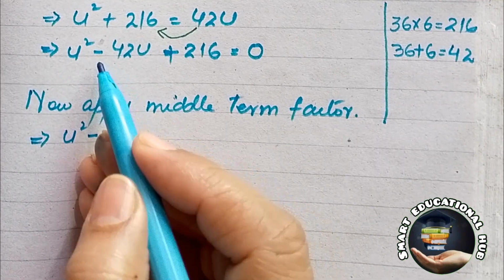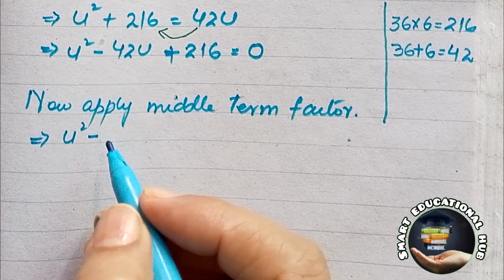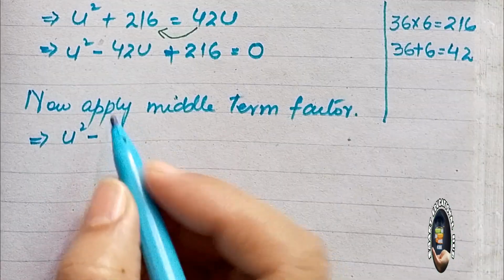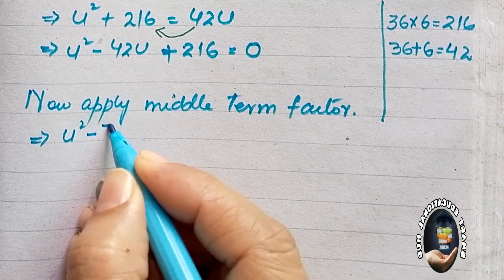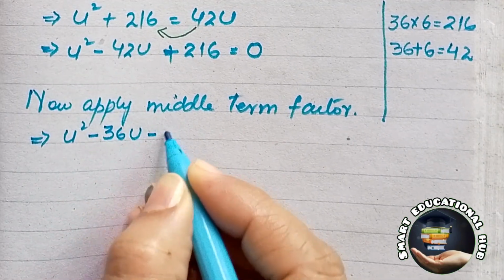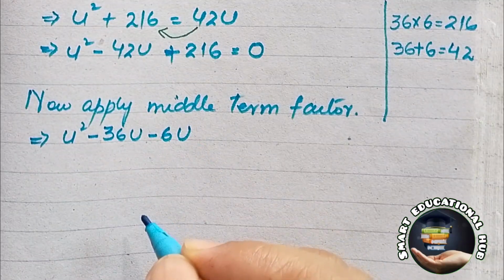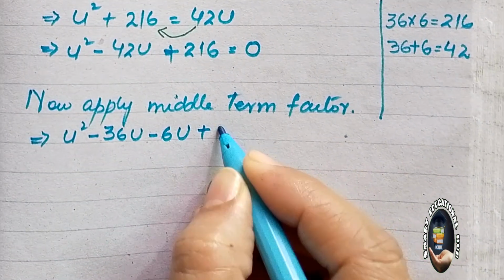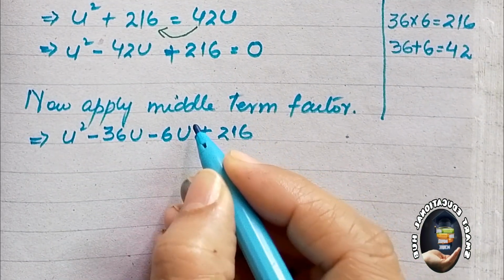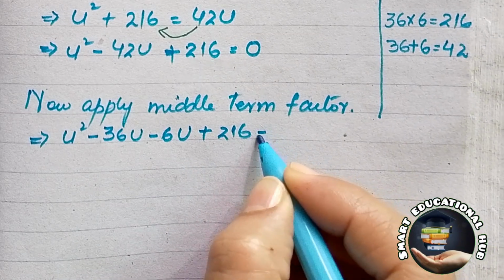So you can see in the video and easily understand. Now applying middle term factorization, u square minus 42u plus 216 equals 0 will also be written as u square minus 36u minus 6u plus 216 equals 0.